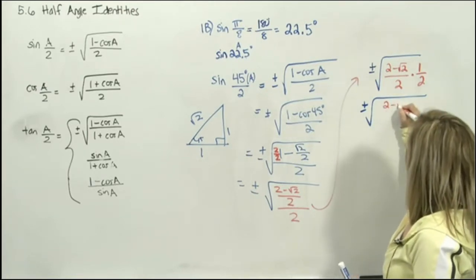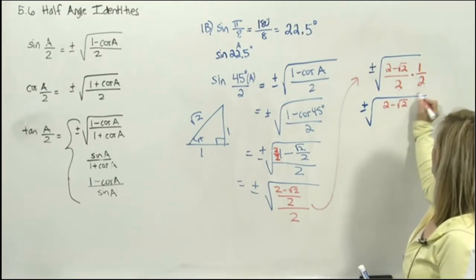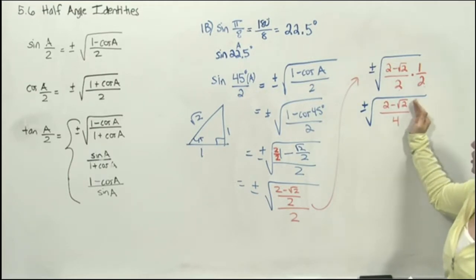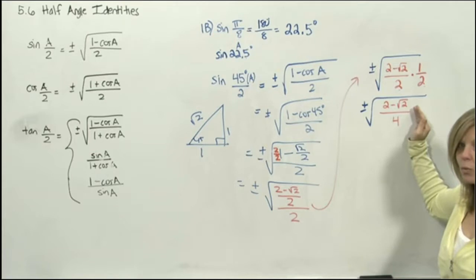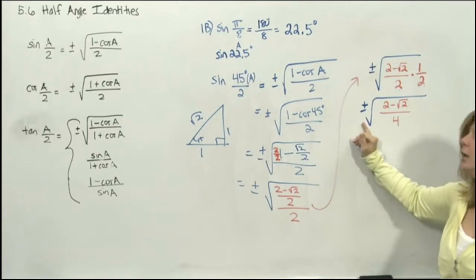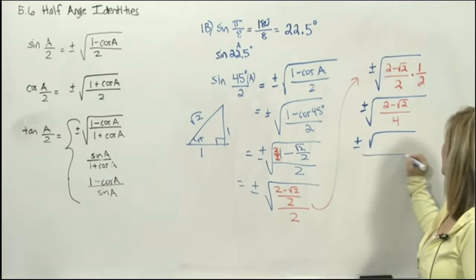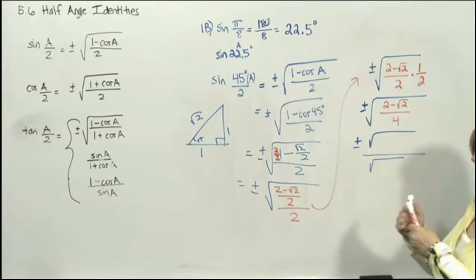Top times top, bottom times bottom. So now the denominator becomes a 4. Everybody's good? That's still not good enough. Now that you have a fraction, one fraction inside the square root, who owns the square root symbol? Well, that square root symbol belongs to both. It belongs to the numerator and it belongs to the denominator.